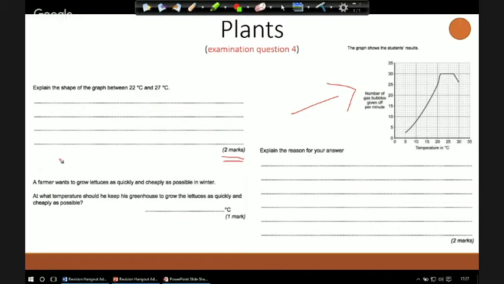And then the second part to this, a farmer wants to grow lettuces as quickly and cheaply as possible in winter. At what temperature should he keep his greenhouse to grow the lettuces as quickly and cheaply as possible?